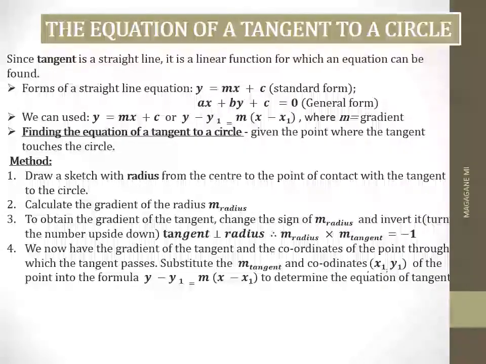We now have the gradient of the tangent and the coordinates of the point through which the tangent passes. Substitute the gradient of the tangent and the coordinates x1 and y1 of the point into the formula y minus y1 equals m times x minus x1 to determine the equation of the tangent. Now let's look at an example and use the steps to solve the problem.